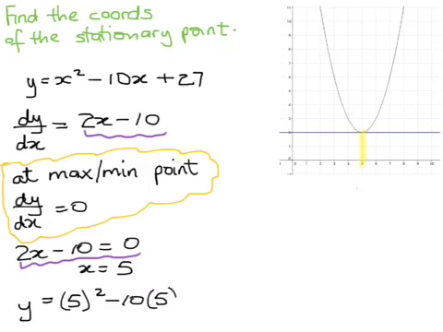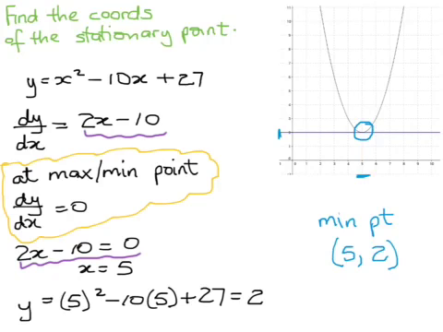We put x is equal to 5 into our original curve to get our y coordinate. So we get 5 squared minus 10 by 5 plus 27 is equal to 2. And therefore, we have our minimum point of (5, 2). Now, there's a little trick here. Remember, the gradient function is equal to 0 at the maximum or minimum point. So how did I know it was a minimum point? Well, because I make the link. I know that this is a quadratic, and I know that once my coefficient of x squared is positive, I have a minimum point. Plus, of course, I have the graph here to help me.